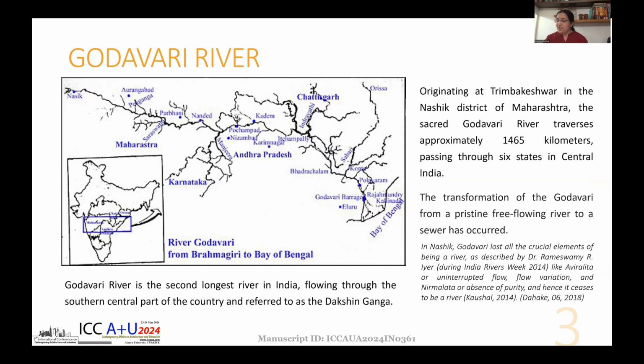Originating near Trimbakeshwar in Nasik district of Maharashtra, Godavari River is the second longest river in India with a length of 1465 kilometers, passing through six states of South India. The Godavari River holds profound religious significance for Hindus.